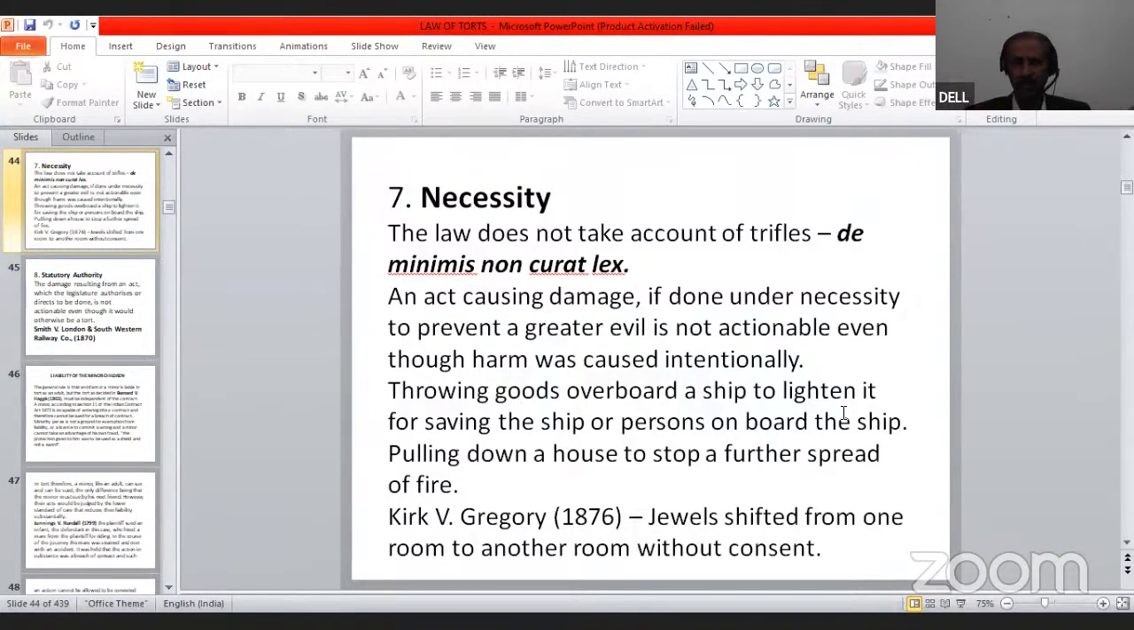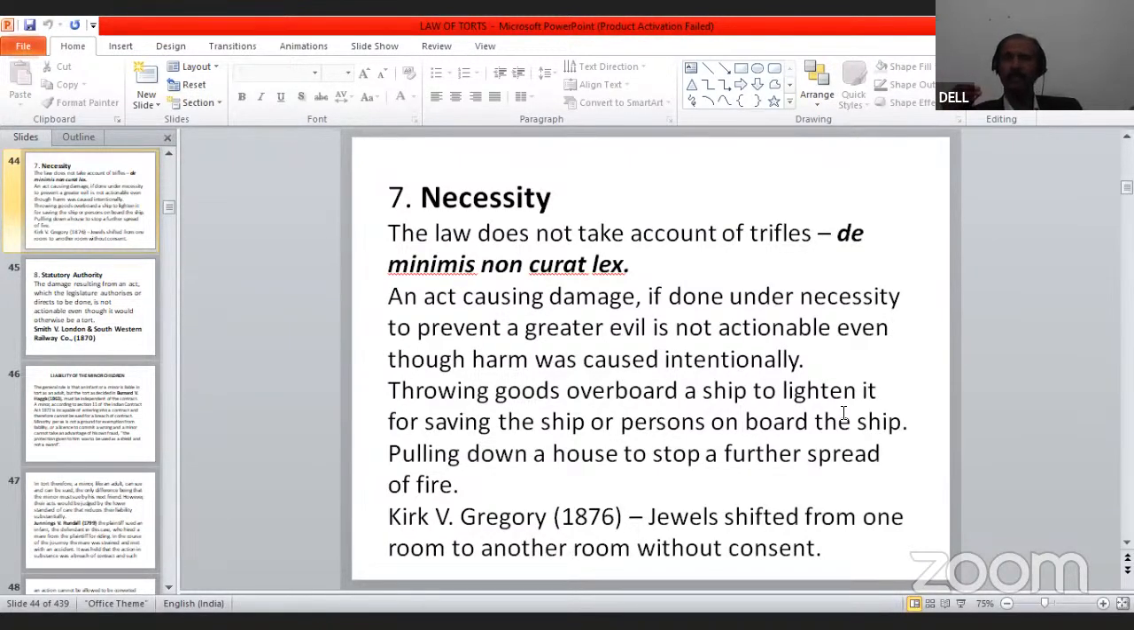But as an example, necessity means such situations may arise and you can take some course of action, and the plaintiff cannot claim because necessity was a defense. Now, the maxim: de minimis non curat lex. There are many maxims in law. But the law does not take account of trifles. The act of causing damage, if done under necessity, is allowed.